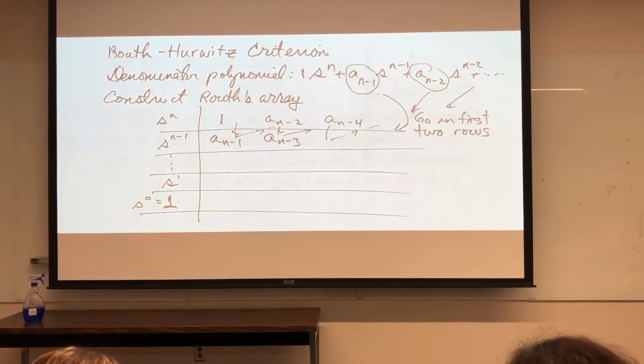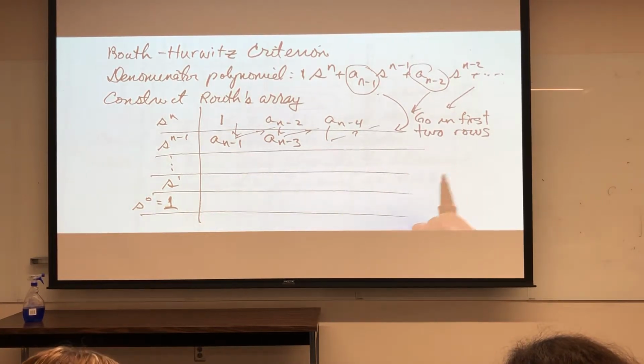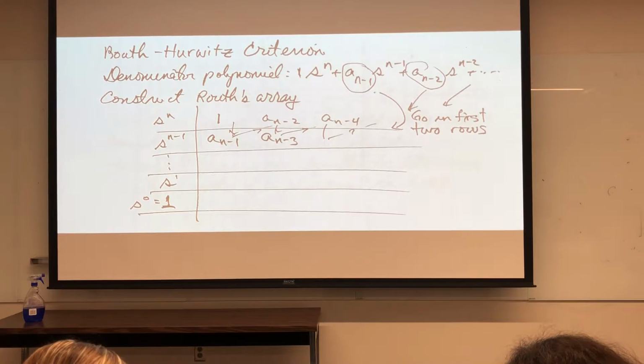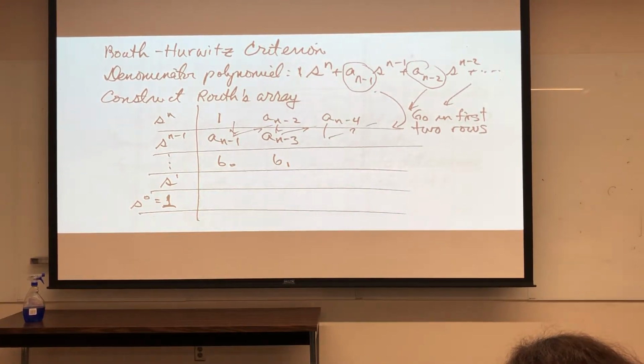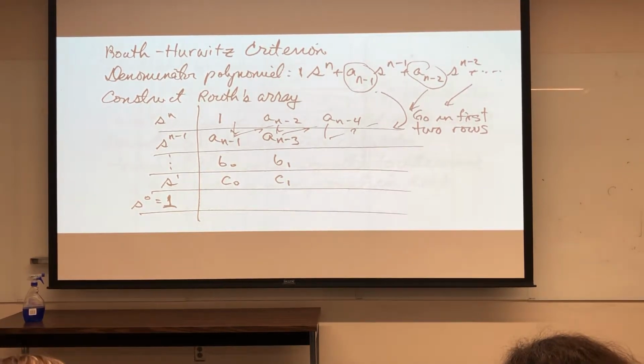Then what we got to do is fill in the rest of the array. So the coefficients in this row, I'm going to call b's. I'm going to call this one b0. Call this one b1. And then this row has some coefficients. I'm going to call this one c0 and this one c1 and so forth. Okay? So I'm going to write down the formulas for the b's and the c's, and then that will give us a pattern for what all the rest of the coefficients will be, and then we'll do some examples.